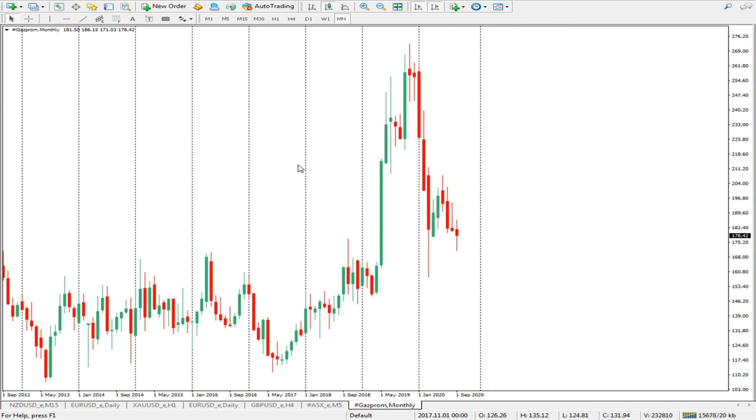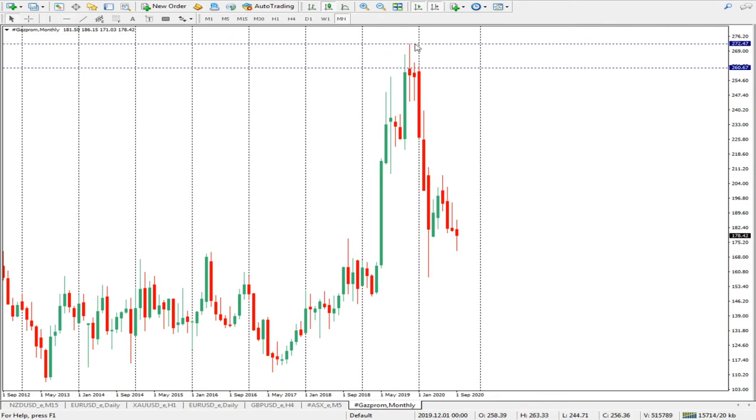So the first level here, let's start with horizontal levels. First of all, we have a resistance here around 260.67. This is the highest high so far, the highest close of a candle, the highest body we've seen so far. But the highest high we've seen so far is actually at the top, which is here, 272.47. So this is the first zone where we would like price to come back up to.